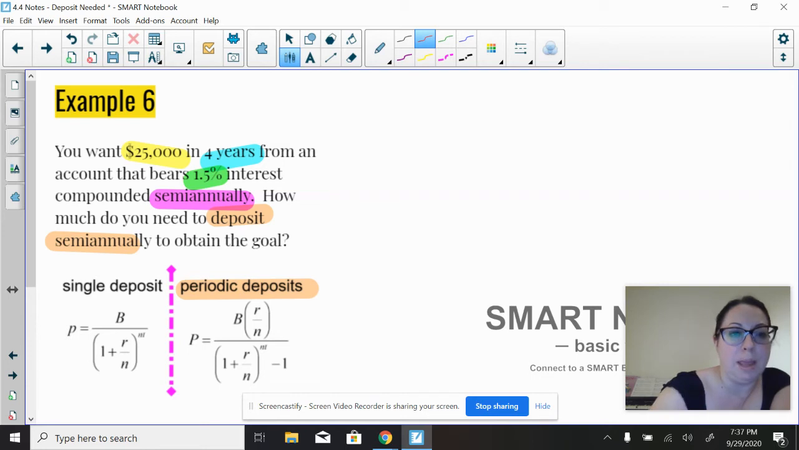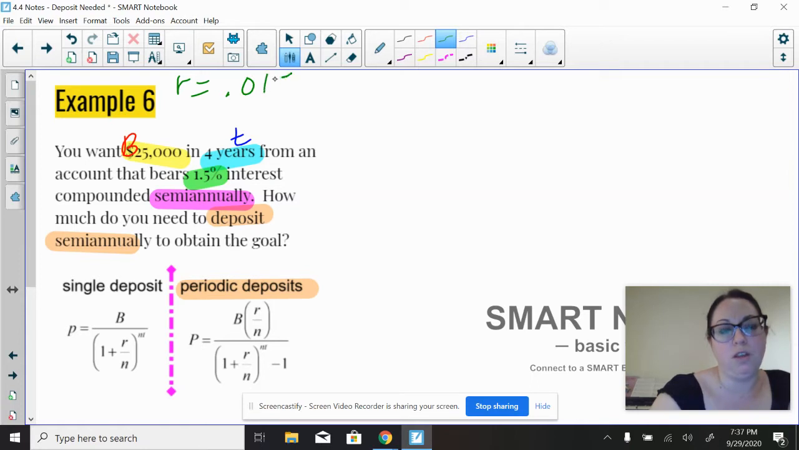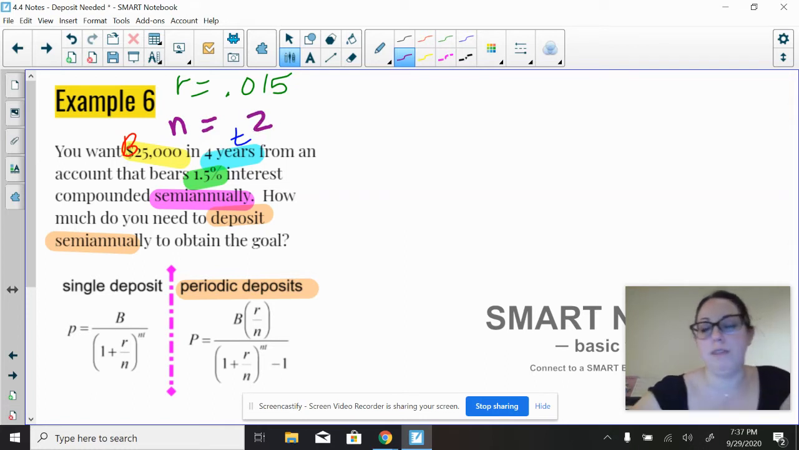I have my account balance, that's $25,000. I have my time value of 4 years. And then I'm going to convert my interest rate. 1.5%, if you divide that by 100, is going to be 0.015. You can go check that. And then a semi-annual deposit, and compounding semi-annually means that it's going to happen 2 times during the year. Okay, so we have our B, our R, and our N, and our T. And we know that we're plugging into the formula on the right-hand side.